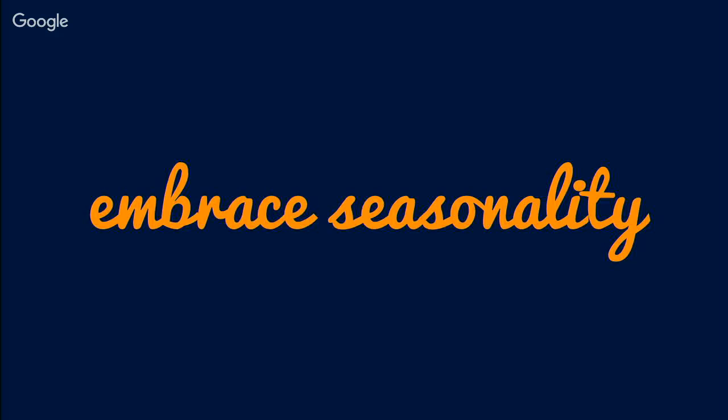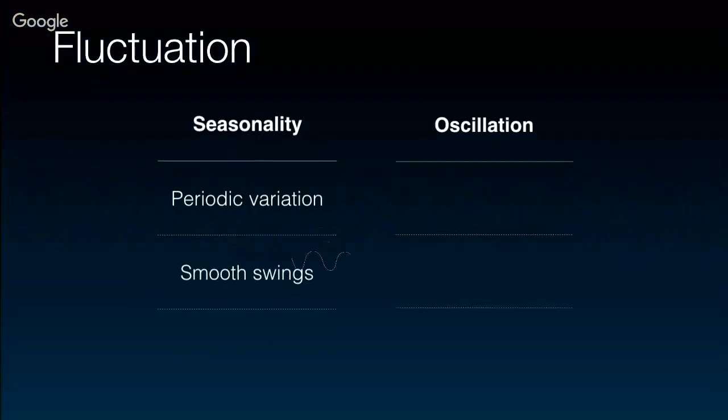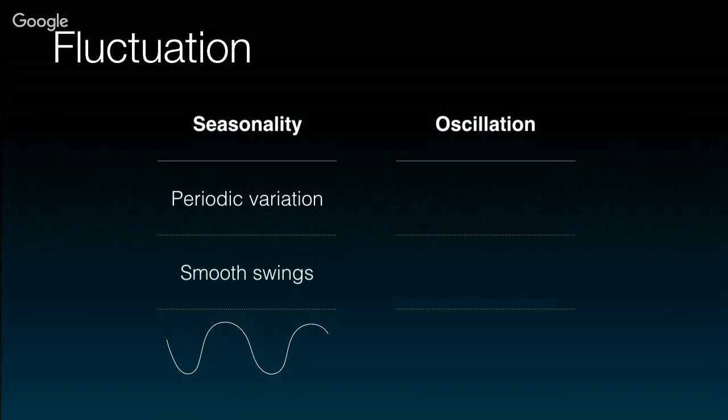The second type of fluctuation I sometimes deal with is oscillating data. And oscillating data is very different in its behavior. It tends to have a very high frequency. It behaves very erratically. And it's kind of the opposite of seasonality in that it has very large changes on a small scale and very small changes on a large scale.